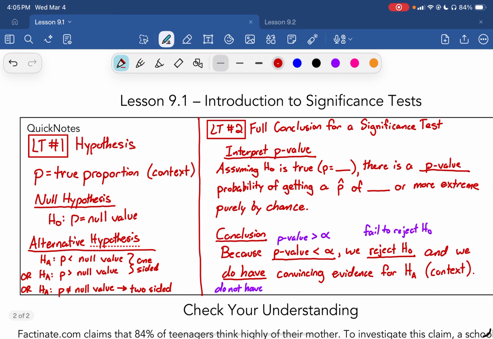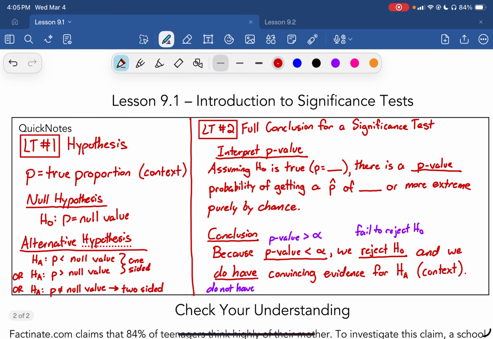Hopefully, you're also looking at the key I post. Our first target, we wanted to talk about hypotheses. So, P is the true proportion in context. We've talked about that a lot already with our parameter. When we talk about hypotheses, we have two. And it's not like when I first walked into a stats class, I thought, oh, like in my science class where it's if-then. These aren't those kind of hypotheses here.